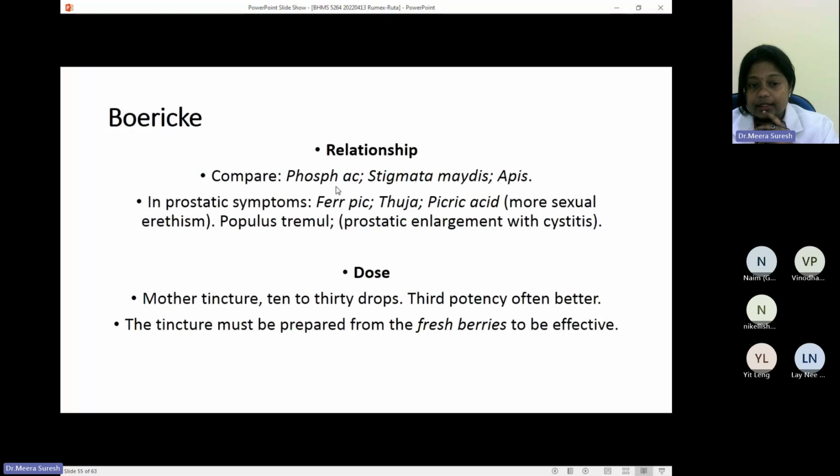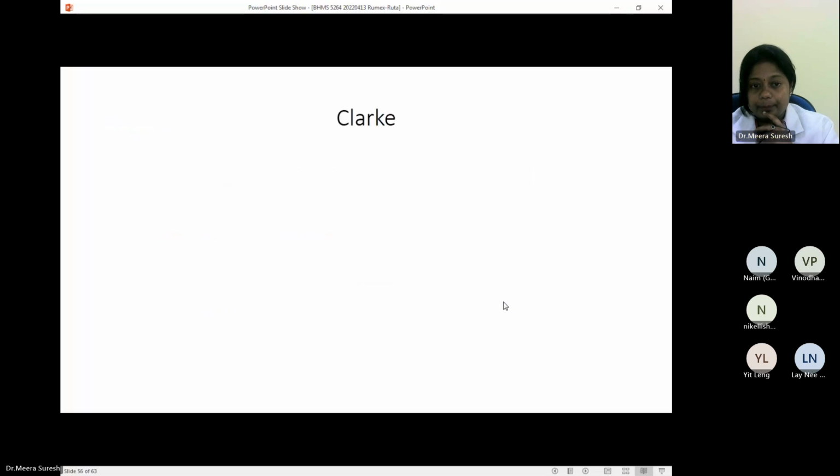For comparison, we can think about phosphoric acid because it is also a very good remedy for sexual debility. Serenoa, another one given as a tincture for prostatic complaints and impotence, and also Apis. Apis is more towards ovarian and oophoritis complaints. That's how the comparison comes. For prostatic complaints they have given Ferrum picricum, Thuja, and Picric acid also. Another one given in tincture is Populus tremuloides. It's a rare remedy. The dose is usually mother tincture 10 to 30 drops, and the third potency is often better.